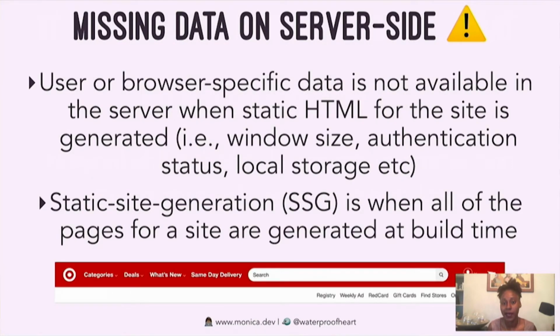Something helpful to keep in mind is that there's some data that just isn't available in the static server context, like user or browser-specific data. For example, window size, authentication status, local storage, etc. In this image of Target's navigation, you'll see that the store location data, my username, and items in my shopping cart were not available on initial page load. Patterns like this can be common on server-side rendered applications.